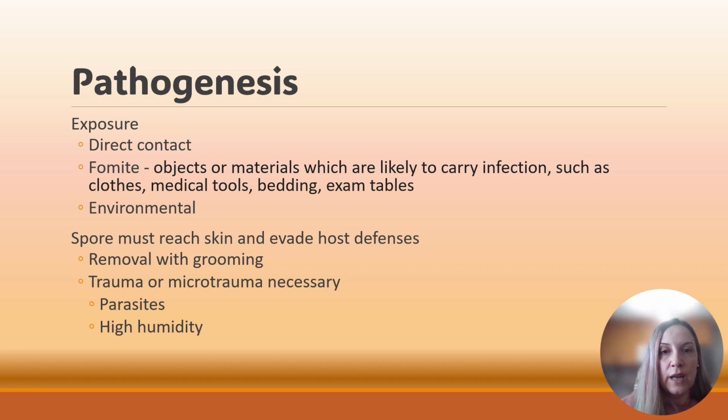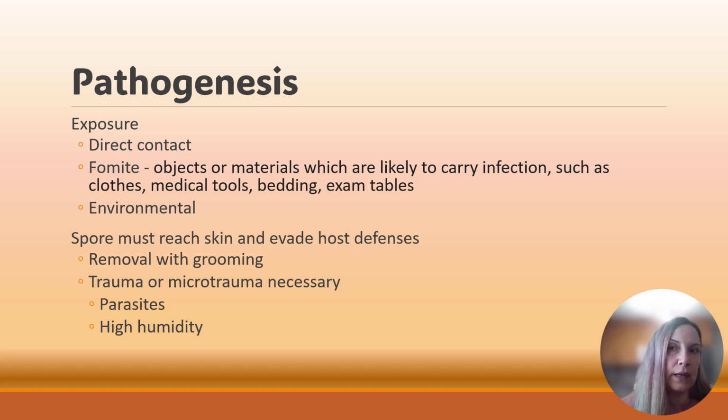And also you can have exposure through the environment. So if there are affected hairs from an infected cat or dog, and they're in the environment, and an animal or a human comes in contact with them, that could also spread ringworm infection. But just being exposed does not instantly mean infection. So a spore must reach the skin and invade defenses in order to establish an infection.